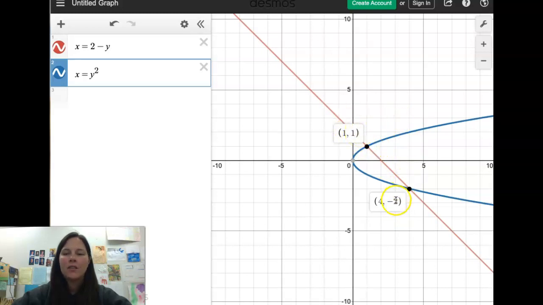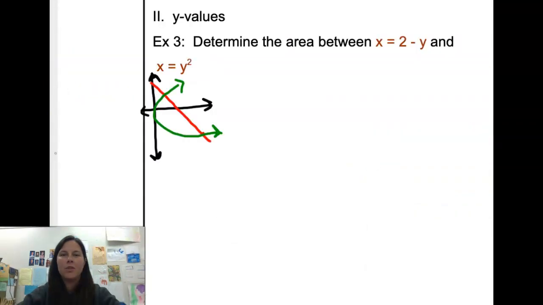So our definite integral is going to be as y goes from -2 to 1, and then the first curve will be the one further from the y-axis. So we're going to start with our red line, which in this case was the x equals 2 minus y, and we will subtract the blue curve, the x equals y squared, from it. Once again, pause the video so you can get a sketch of our graph.